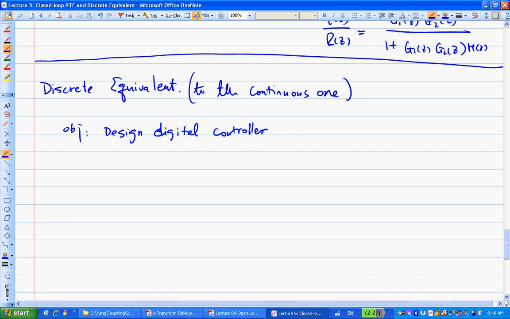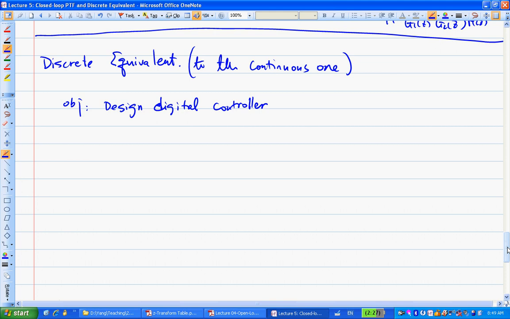Now, however, the same question could be, okay, here's my continuous system. Maybe I don't want to design a digital controller. Maybe somebody else has already designed a continuous controller for the plant, in your other courses. So now you want to implement this continuous controller using a microcontroller, or using a digital computer. So that's basically another issue here.